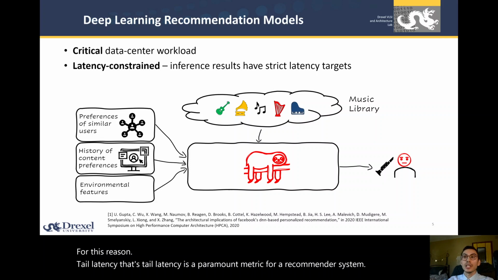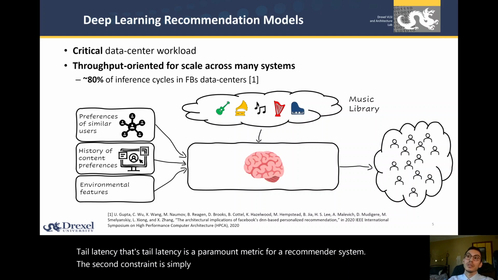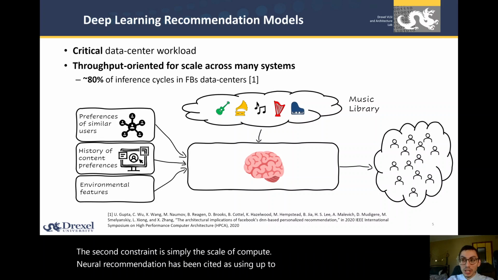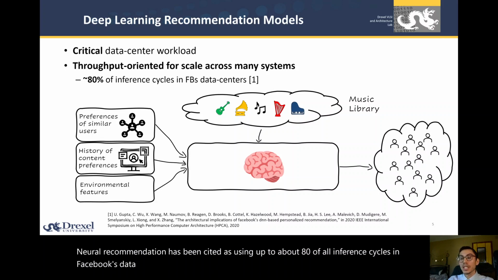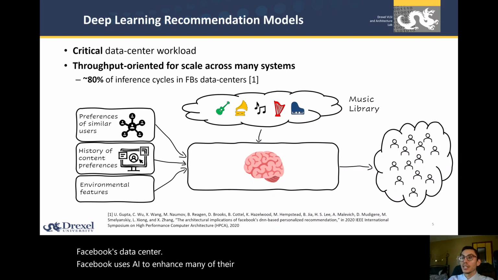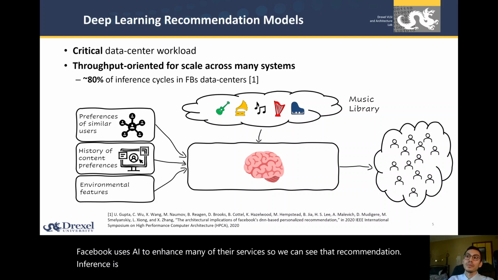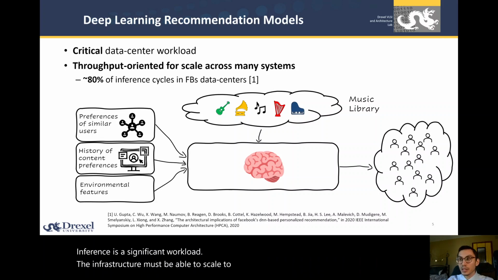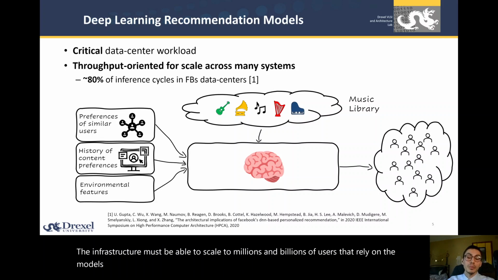The second constraint is simply the scale of compute. Neural recommendation has been cited as using up to about 80% of all inference cycles in Facebook's data center. Facebook uses AI to enhance many of their services, so we can see that recommendation inference is a significant workload. The infrastructure must be able to scale to millions and billions of users that rely on the models, as well as remain within tolerable bounds to constrain energy consumption.